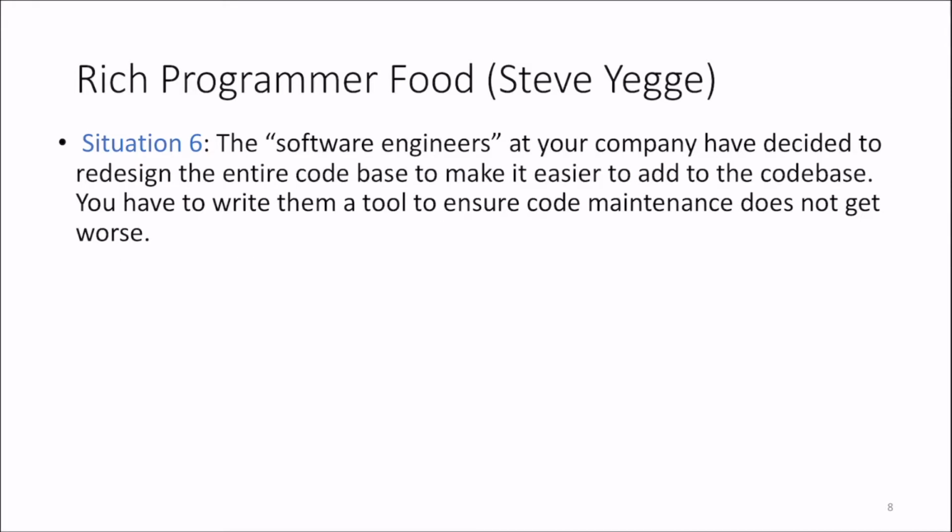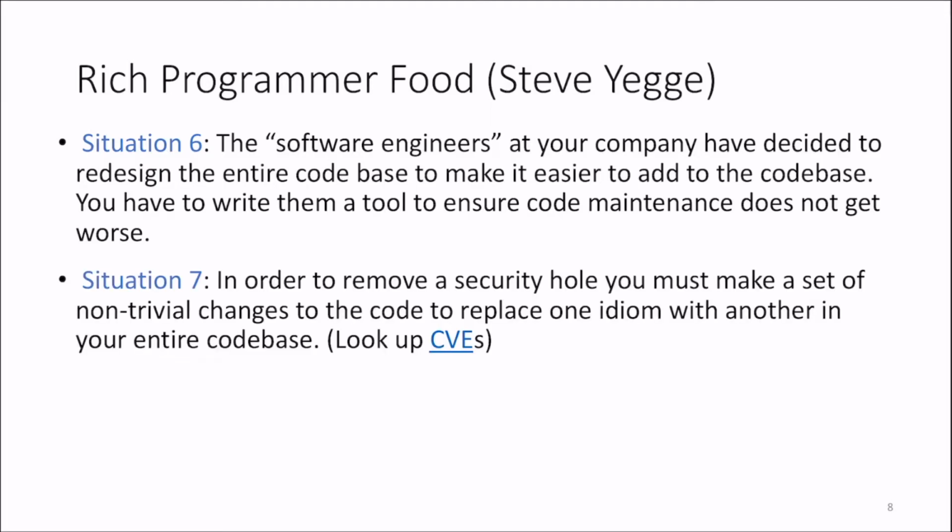Another, situation 6 in Steve's blog post, is that the software engineers, quote unquote, at your company have decided to redesign the entire code base to make it easier to add to the code base. Now you have to write them a tool to ensure code maintenance does not get worse. This is not a hypothetical. A large company like Google, for example, often has a style guide for C++ that they want to enforce on all of their programmers so that people don't check into the code base code that's hard to maintain. One way to do that is to make sure that the compiler itself knows about these requirements. These requirements as well can help you redesign the code base by mapping code in one form to another. So this kind of translation is something that compiler tools are very good at. Write it in a way that's not ad hoc or hacky.